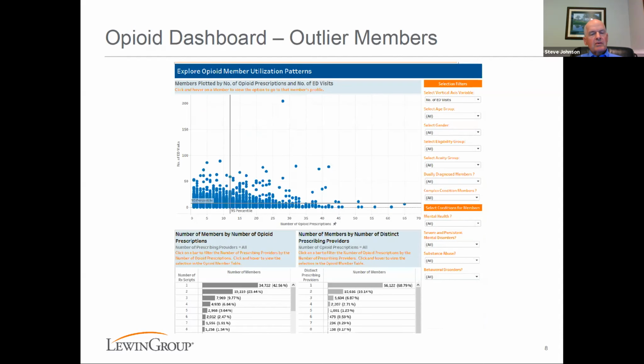The third dashboard that we built for one of our health plans is to look at opioid utilization. And this dashboard also kind of gives us the ability to benchmark members and providers in a variety of different ways. This particular dashboard allows me to look at the number of opioid prescriptions that a member received on the x-axis, and then on the y-axis, I can put different choices. So right now, I've got the number of ED visits, and each of the circles is a member.